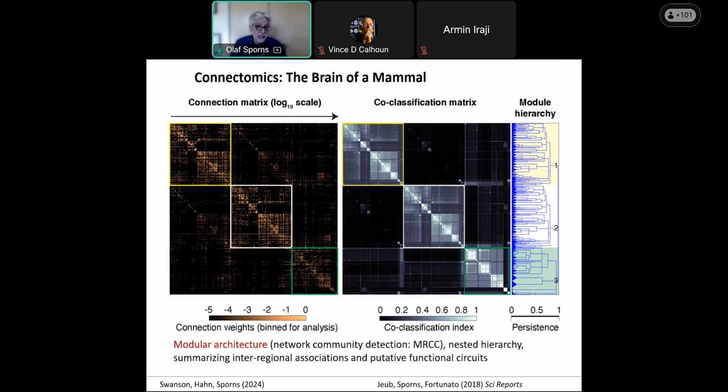This gives us a graded assessment, which incidentally is quite related to functional connectivity. And it gives us a graded assessment of the modularity architecture of the system. We can then decompose that into a modular hierarchy, which in our work in the rat, the modules actually quite often correspond to known functional circuits that are subserving specific behaviors in the rat.